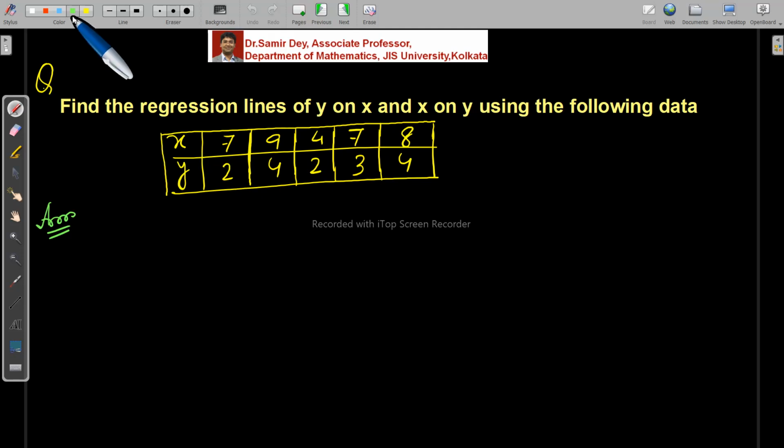Now, try to understand, there are two types of regression line you are having. One is y on x, another one is x on y. In this video, you will learn how to find two regression lines, one is y on x, another one is x on y, from the following data. Clear?